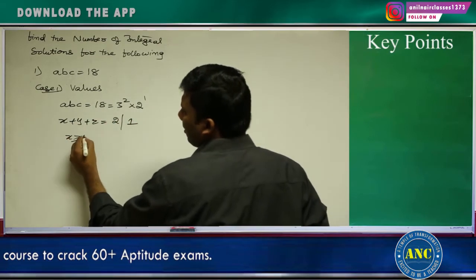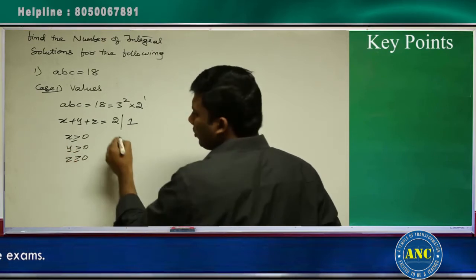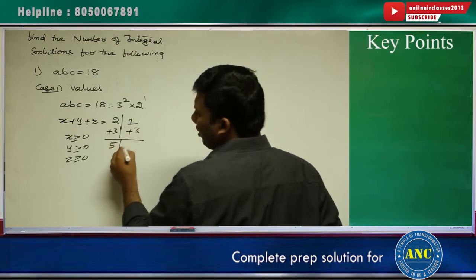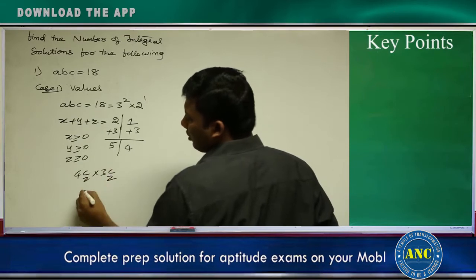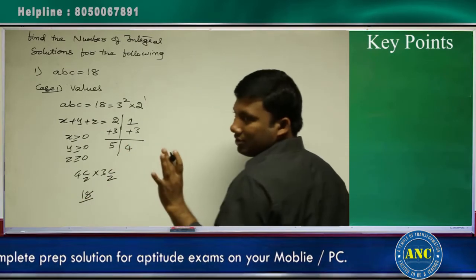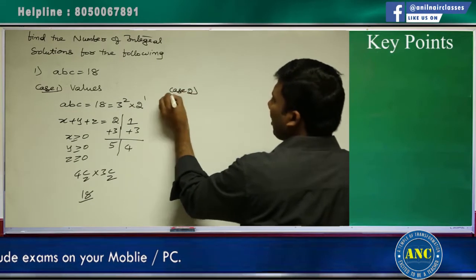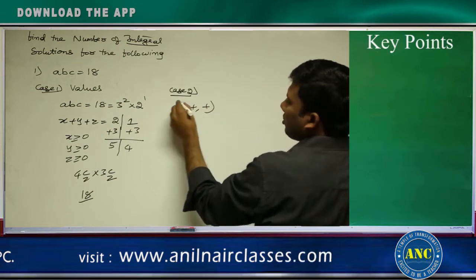So x will be 0, y will be 0, z will be 0. So these plus 3 plus 3 gives 5 or 4. 5 will be 4C2, 4 will be 3C2. 18 are the values. But the question is integral solutions. Negatives can also be taken.